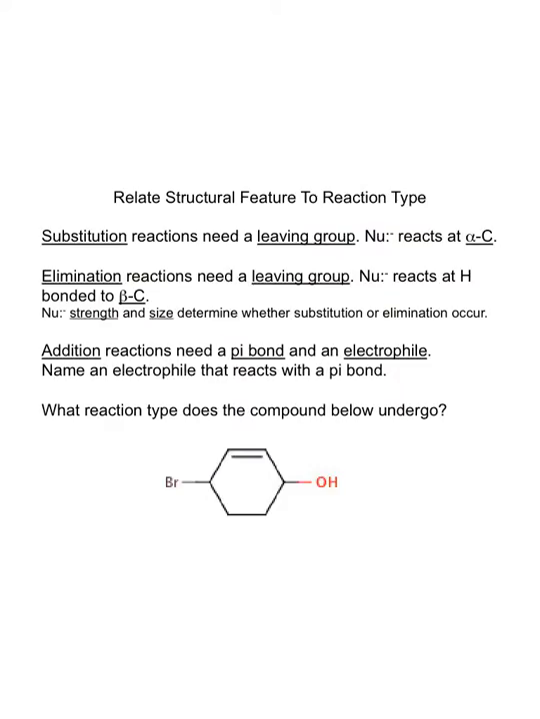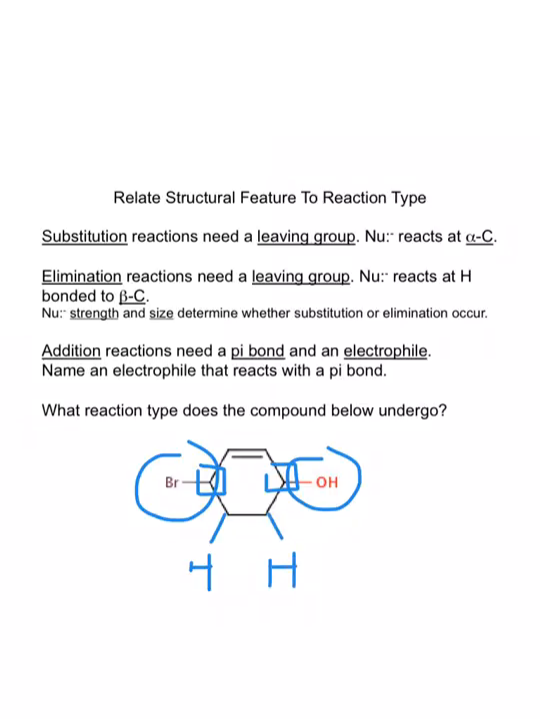Structural features determine the reaction type, so stop the video and determine the structural features in the compound below and the reaction type. This compound has 2 leaving groups, a good one and a poor one. It has an alpha carbon here and there, beta carbons, which have H's bonded to it, and also a pi bond. So based on this information, note that there can be a substitution reaction, elimination reaction, and addition reactions.